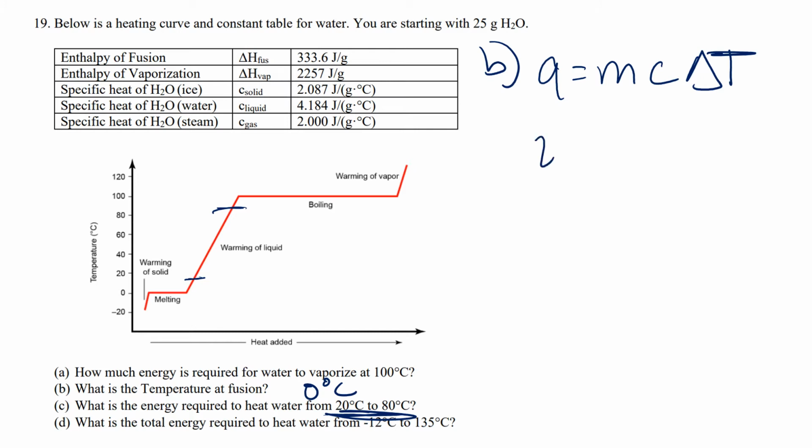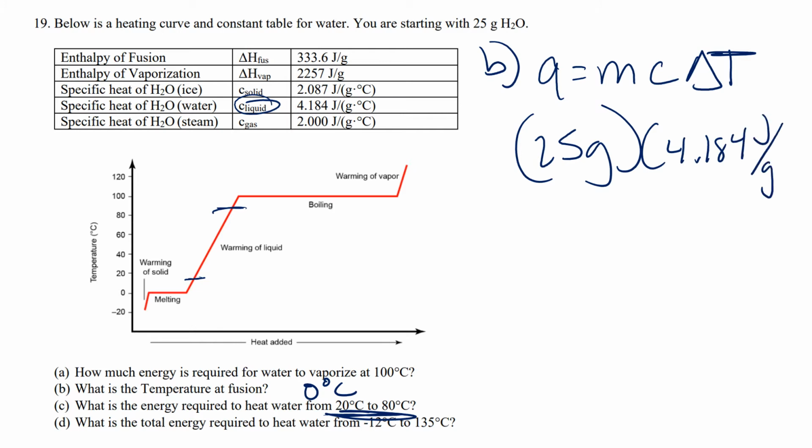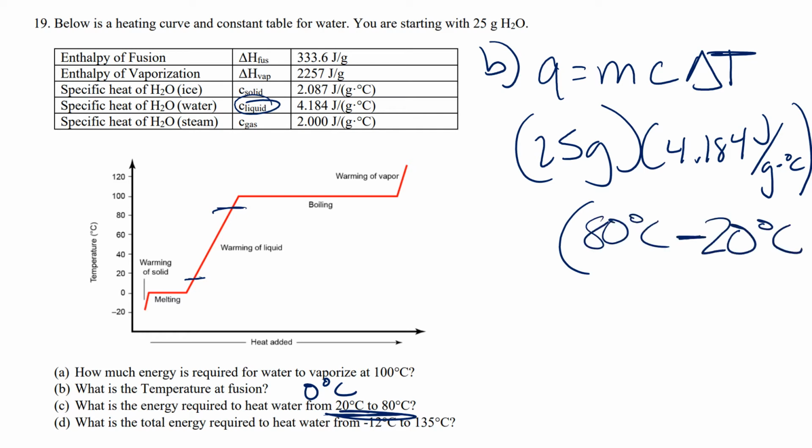Our mass is 25 grams. Our specific heat, or lowercase c, as a liquid, since 20 to 80 degrees Celsius is in the liquid phase, is 4.184. And our change in temperature is 80 degrees Celsius minus 20 degrees Celsius. So those degrees Celsius will cancel, the grams will cancel, and we'll be left with joules. So Q is equal to 6,276 joules.